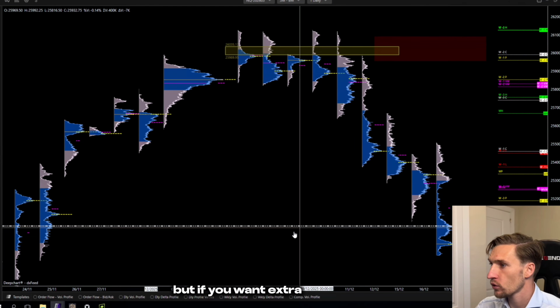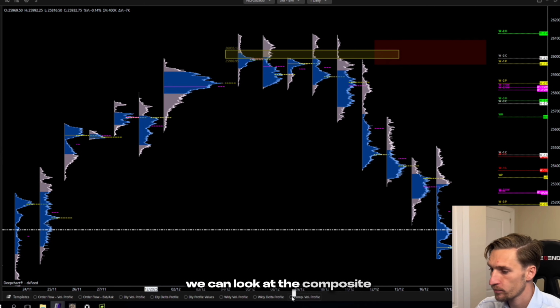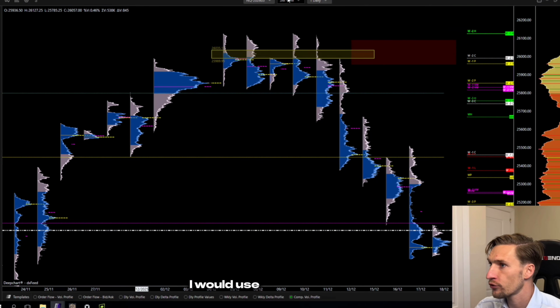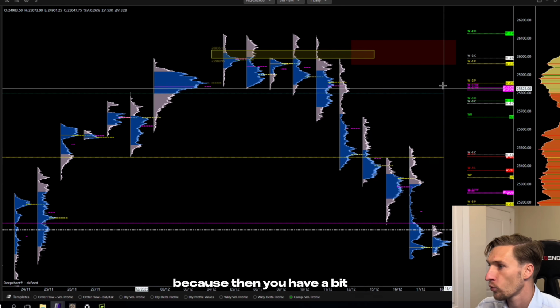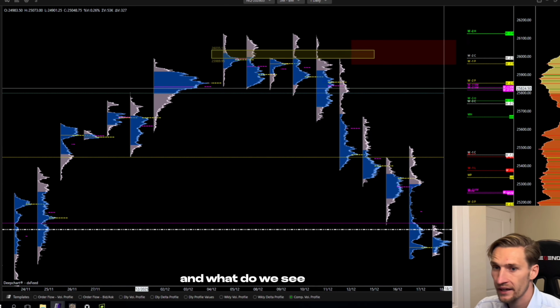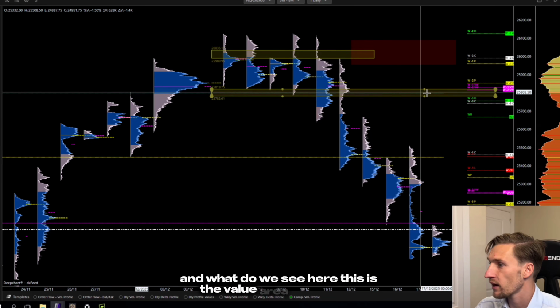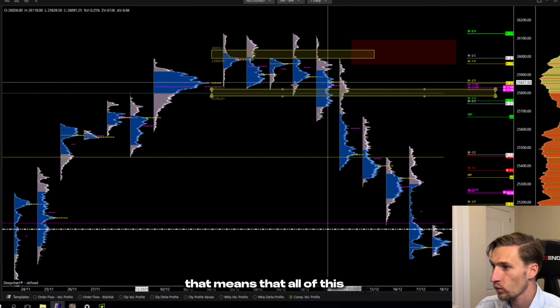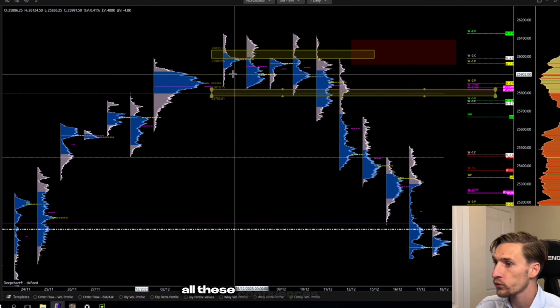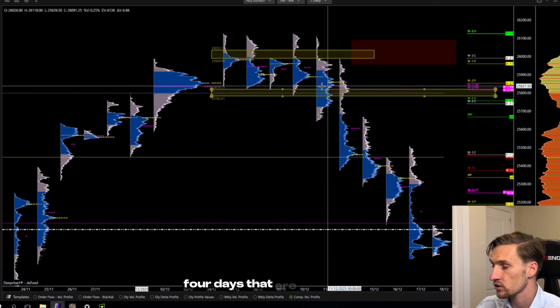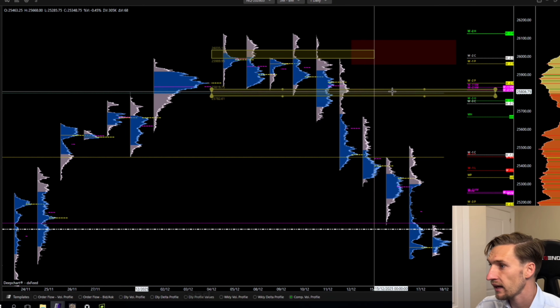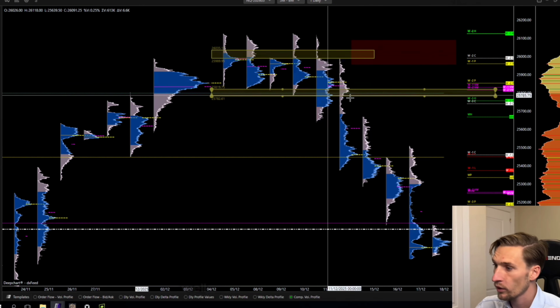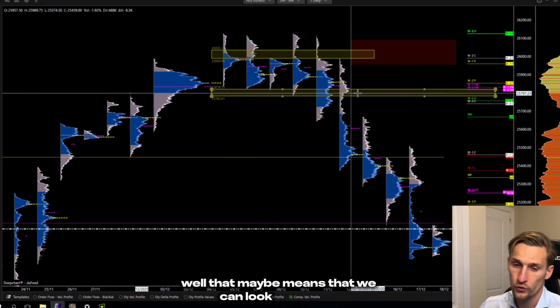But if we want extra confirmation, we can look at the composite profile. I would use 3 months for the composite profile, because then you have a bit more data. And what do we see here? This is the value area high of the composite. That means that all of this was expensive. All these confluences together, 4 days that are trying to tell you we are going down and we are already expensive. Well, that maybe means that we can look for shorts.